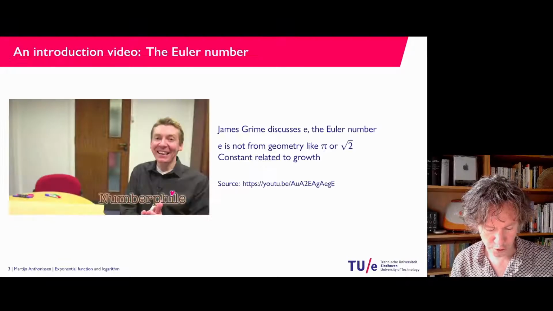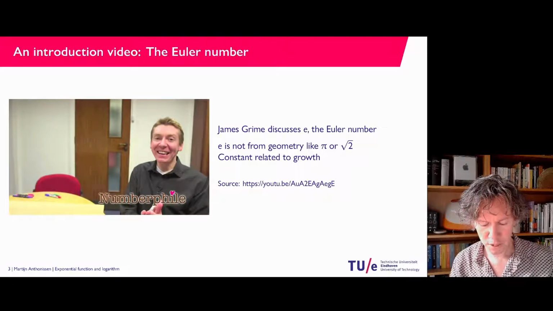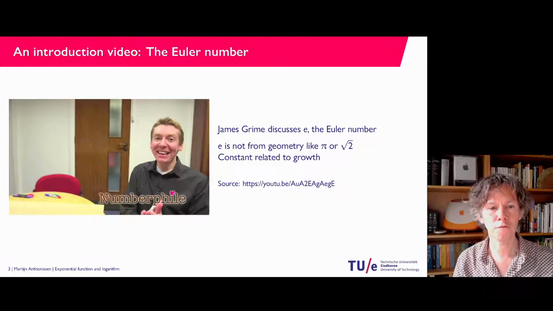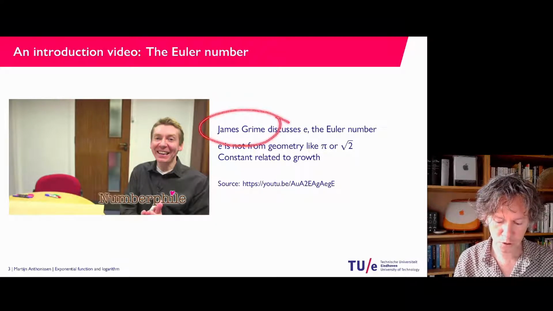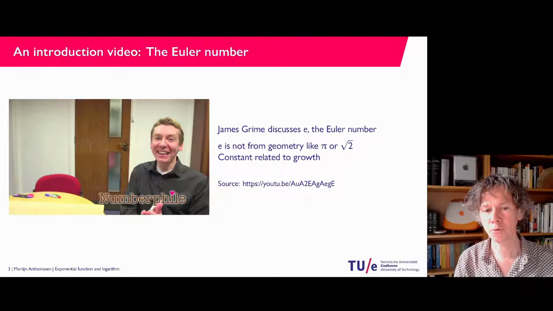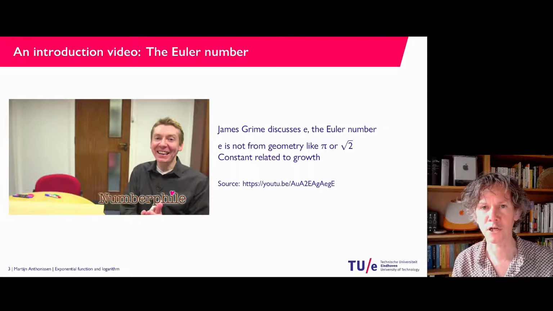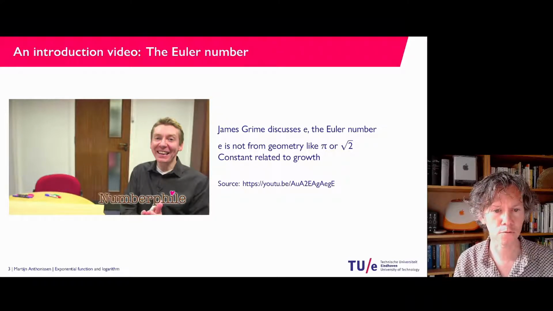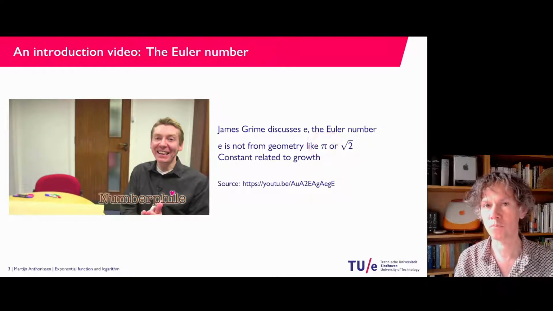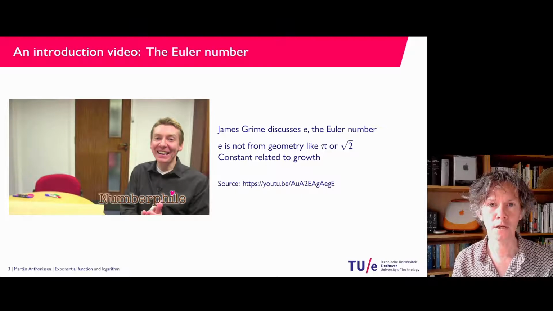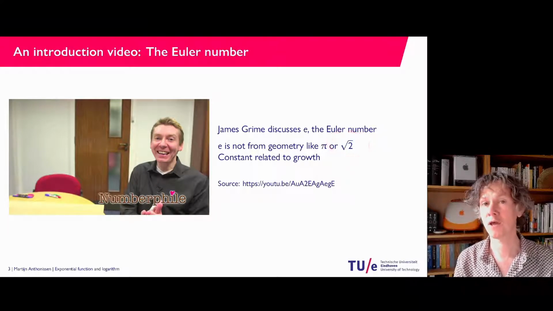So let's first see. Here is a link to a video of the British mathematician James Grime, and he introduces the Euler number. I'm not going to repeat everything he says in the video because he does it much better than I could, but E is a number that is not coming from geometry like, for instance, pi is. Pi comes from the unit circle, and we can introduce it in a geometrical way. Similarly, the square root of 2 is the length of a diagonal if we take a square with sides 1.